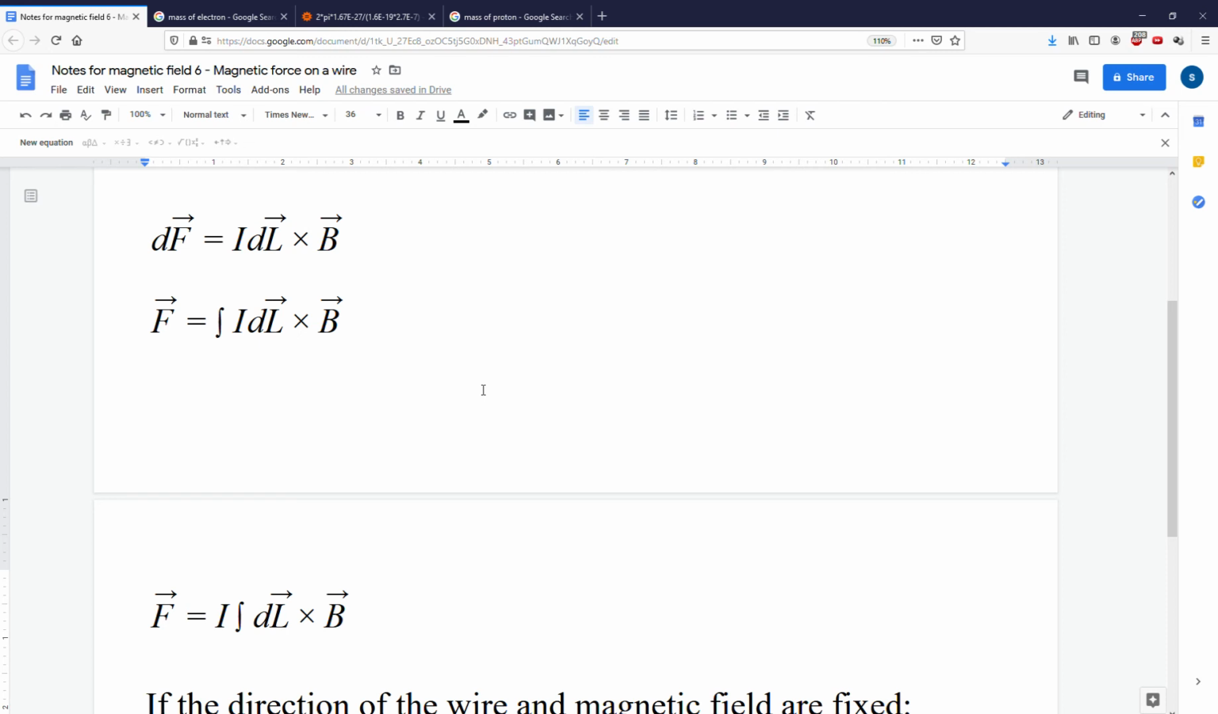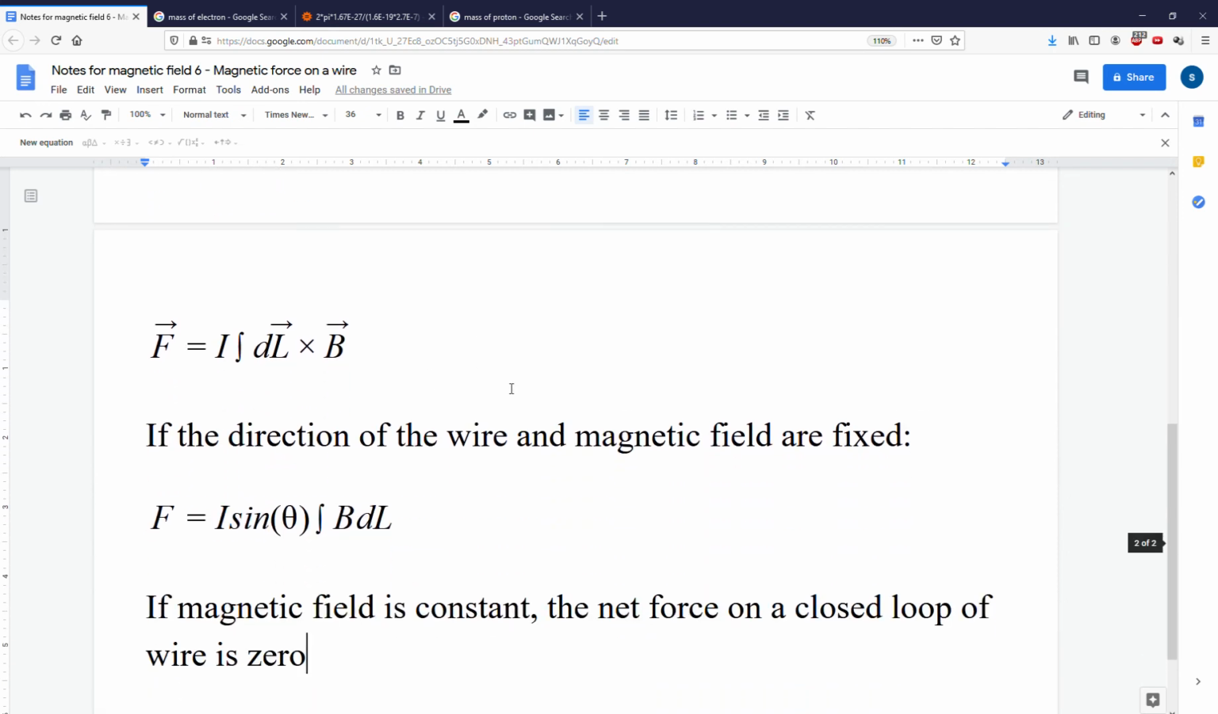Now Kirchhoff's current law says that the total current going into a node, if you add up all of those currents, should be 0. When we apply Kirchhoff's current law to a single wire, that means that current is constant through all points of the wire. Since current is constant, we can pull it out of the integral, and we get that the total force is equal to the current times the integral of dL cross B.